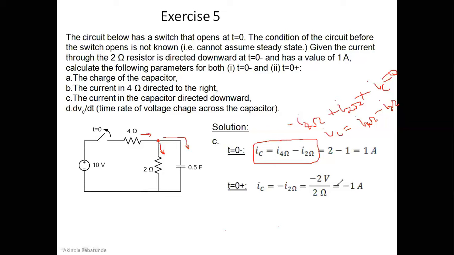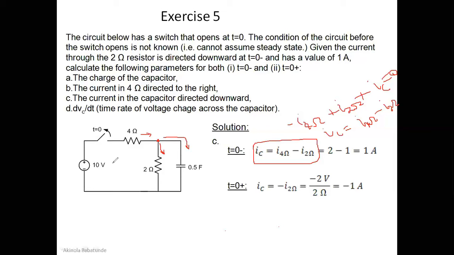We know our I4 ohms already from calculation is 2 amperes. We calculated that in the B part. And then I2 ohms, that has been given to us already in the question as 1 ampere. So 2 minus 1 gives us 1 ampere. So IC, just before the switch was opened, would be equal to 1 ampere.